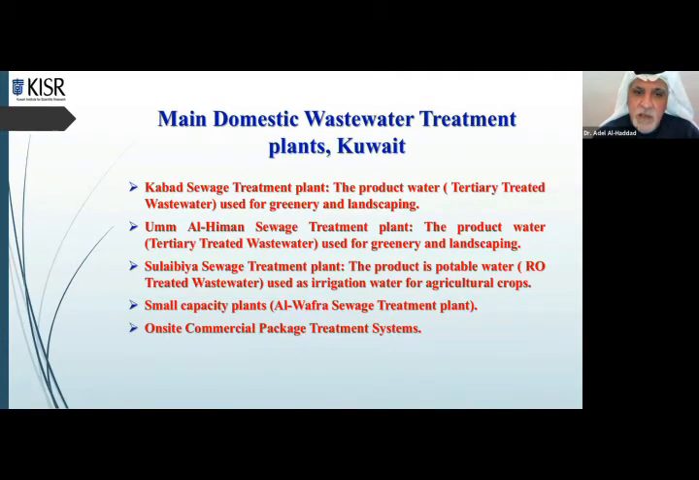Al Wafra, the small-scale treatment plant, is for 2,000 to 5,000 cubic meters per day. This is for small plants. But for residential areas which are not connected to the sewage treatment plant, they do an on-site treatment system.